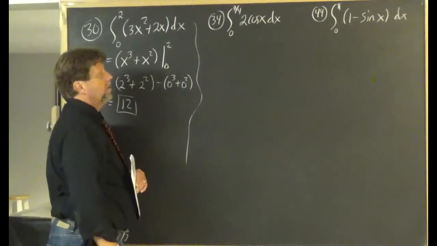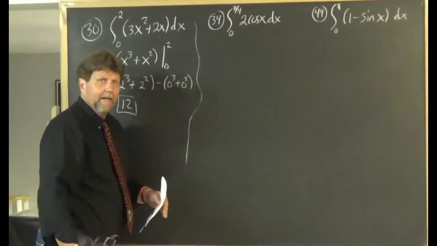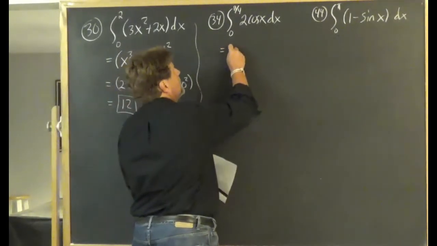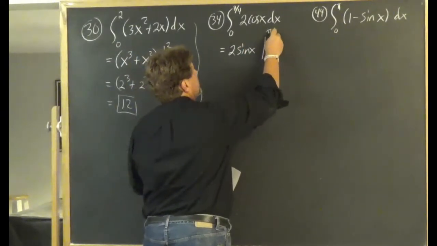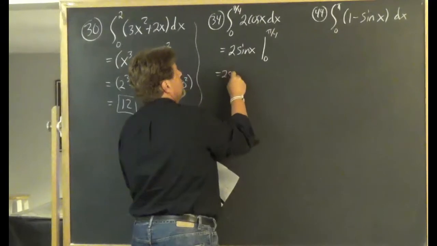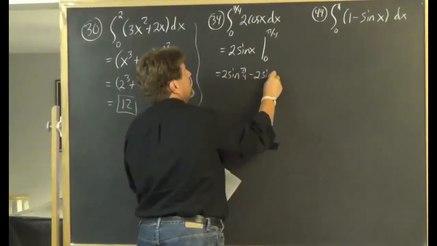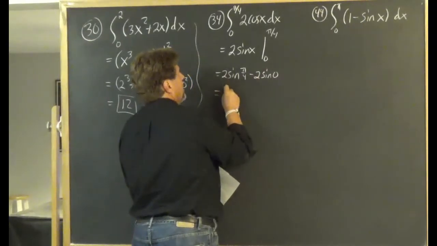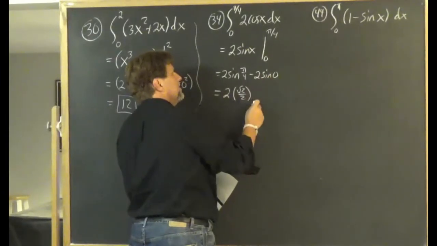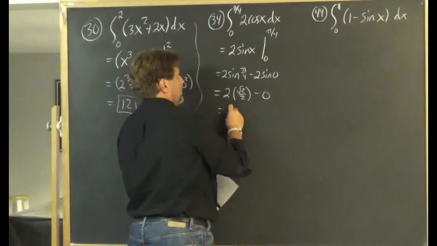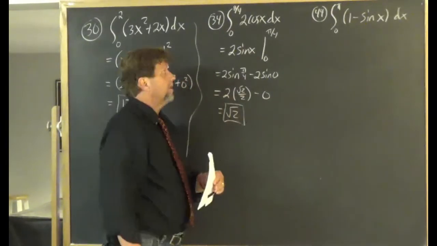For number 34, you're integrating from 0 to pi over 4 of 2 cosine x. So you get an antiderivative, which is 2 sine x. And let's see, that gives us 2 times the sine of pi over 4 minus 2 times the sine of 0. Sine of pi over 4 is square root 2 over 2. Sine of 0 is 0. Hopefully you got square root 2 for number 34.